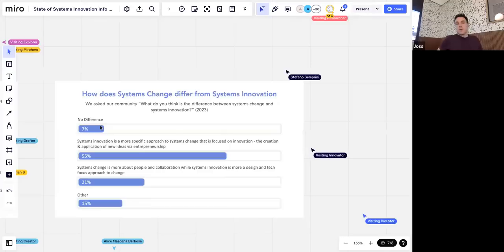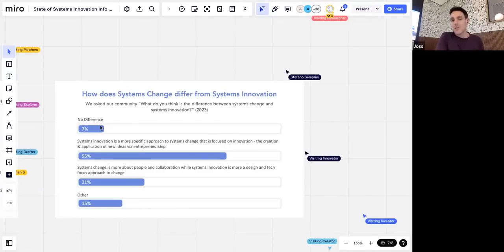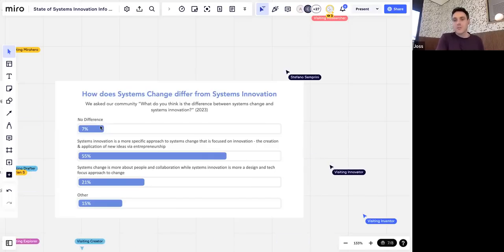This was just a quick question we did in the community. What's the difference between systems change and systems innovation? A lot of people ask that, because we're not assessing for systems change in this guide. It is about systems innovation. Those are obviously very closely related. So a lot of people ask that question, and the best way to answer is maybe with this poll that we did.